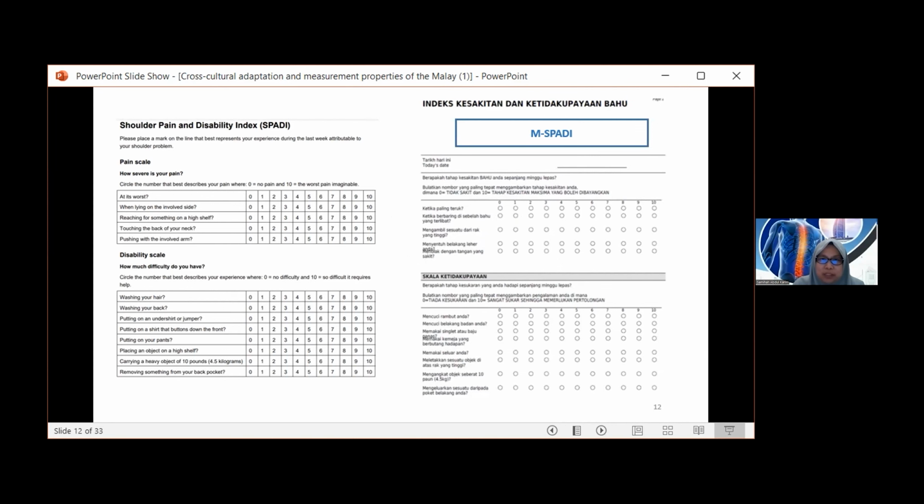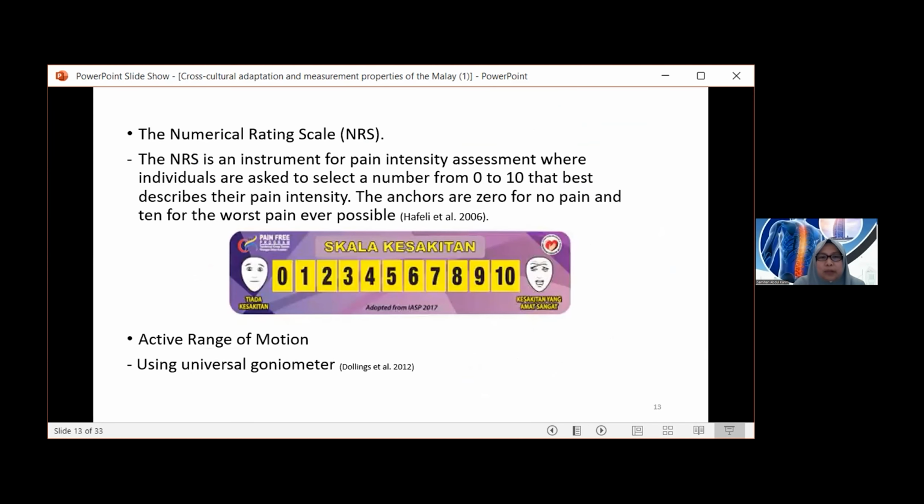The score ranges from 0, the best, to 100, the worst, with no cutoff point to indicate severity, as it was designed to measure current status and change over time. It recorded the activity limitations in the past 1 week. The numerical rating scale is an instrument for pain intensity assessment where individuals are asked to select a number from 0 to 10 that best describes their pain intensity.